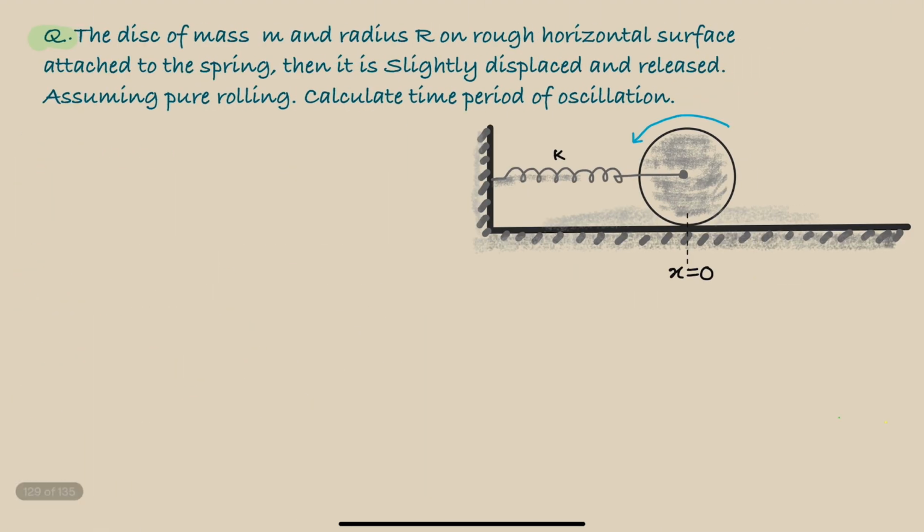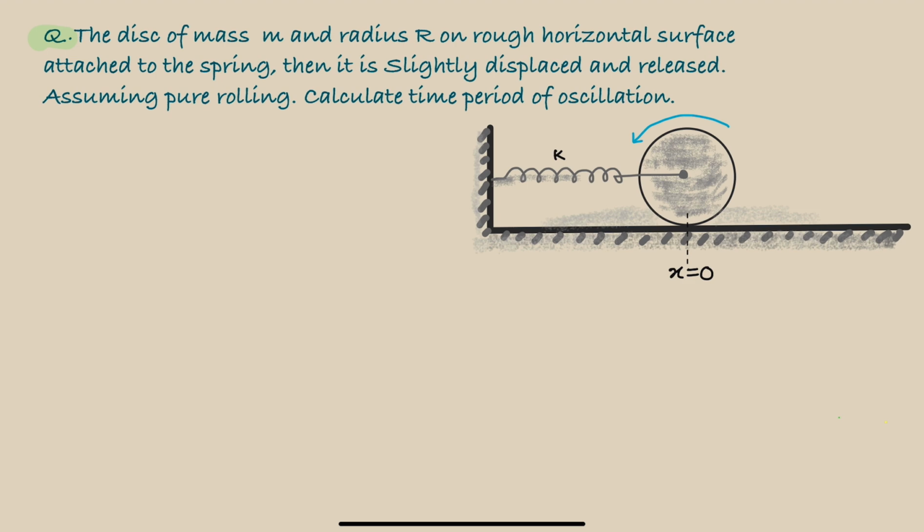Look at this. This is not an ordinary translational motion. Here we have a disk, and the center of the disk is connected to a spring. I urge all the students to pause the video for a moment, read the question properly, and attempt the question on your own. Once you are done with your attempt, then only you see the solution. This will be the effective method of solving.